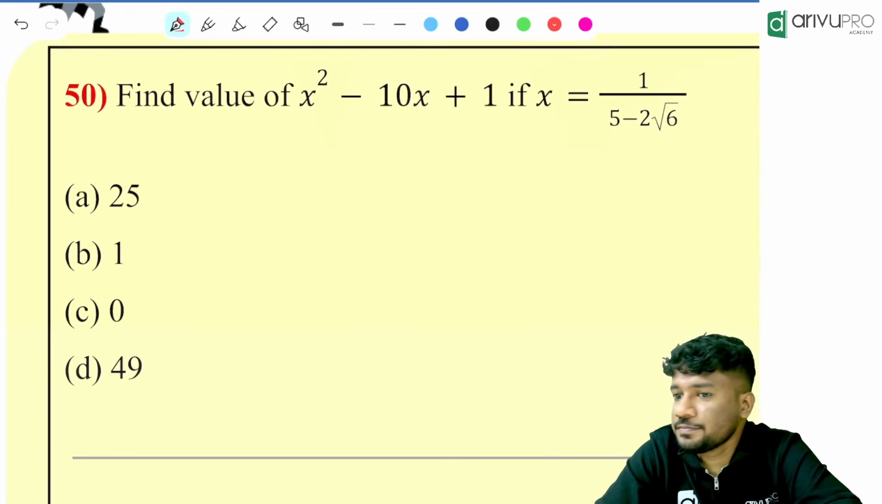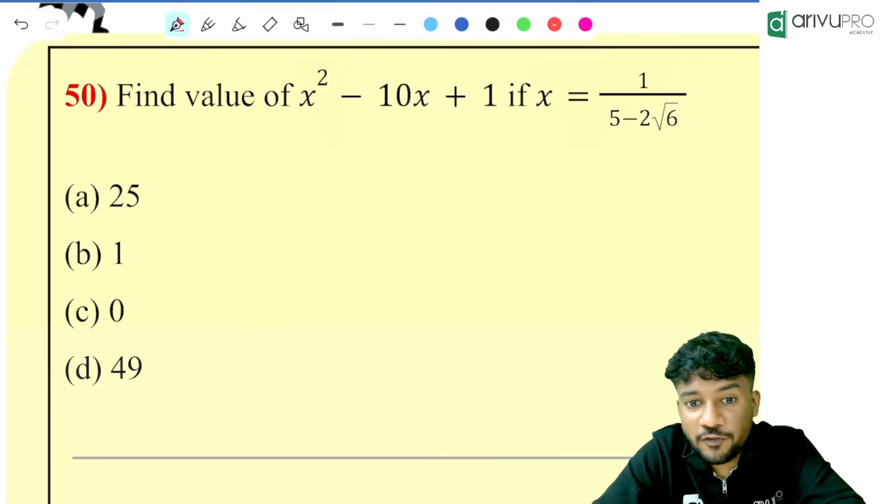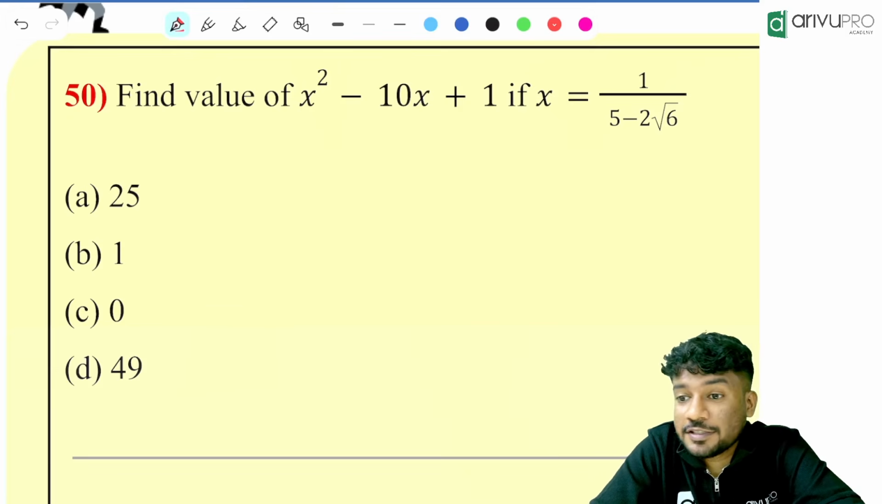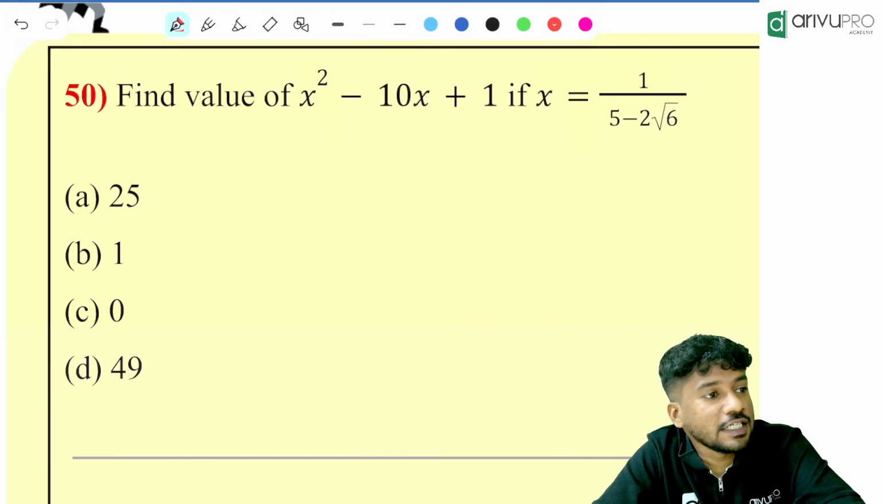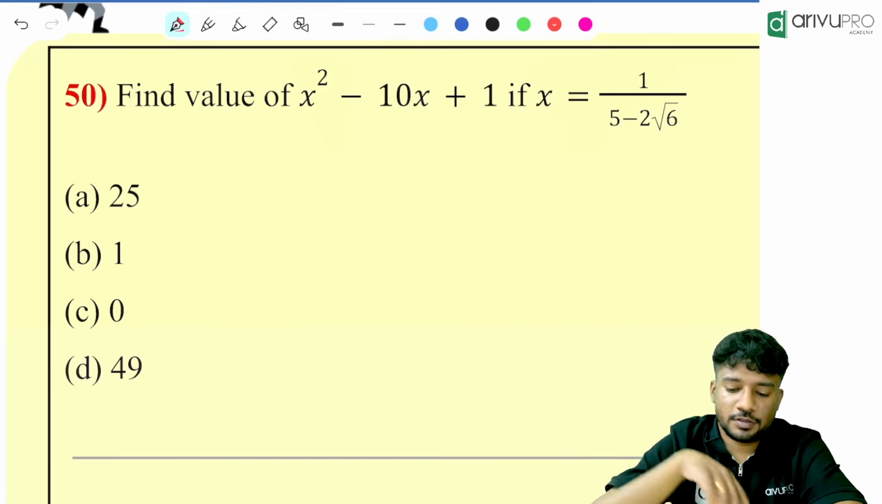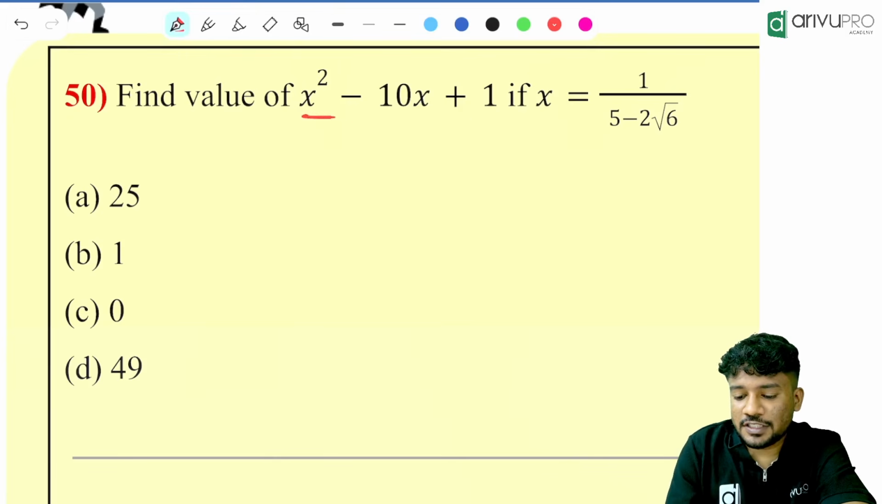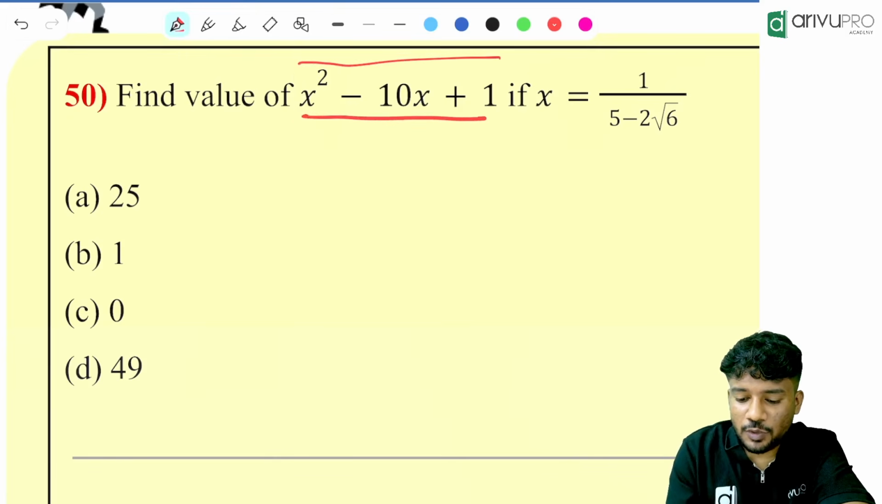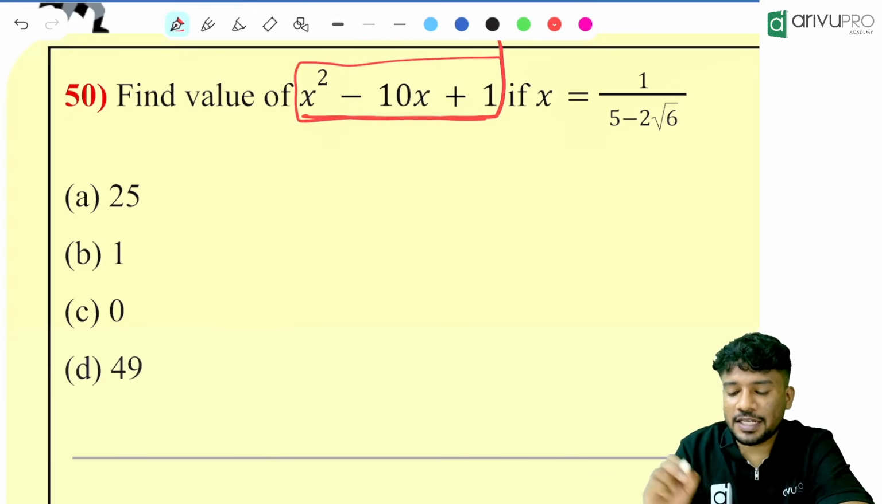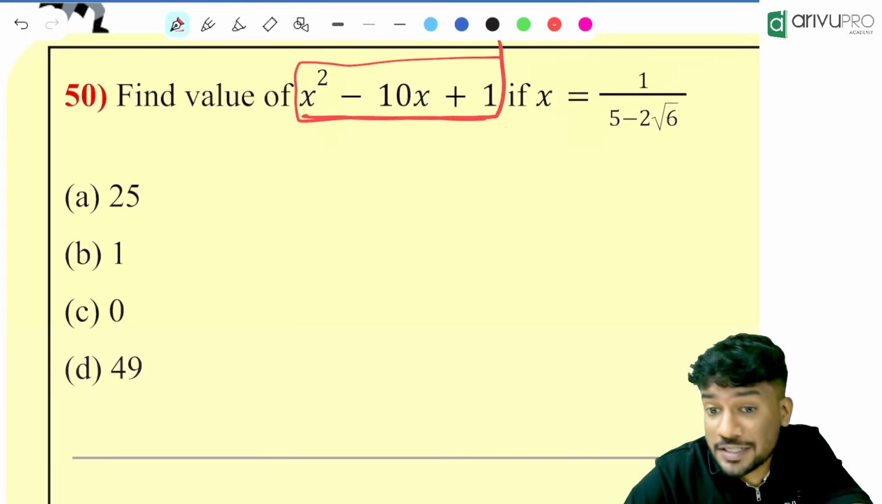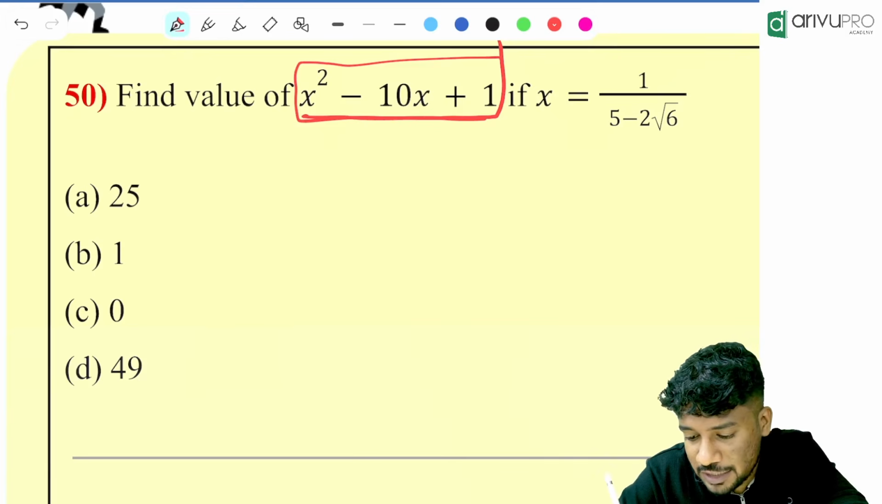What are you going to do? This one everyone should do it. The basic math. We need to find the value of this question. What is the given equation? X square minus 10x plus 1 is how much is the question. They gave the x value also.